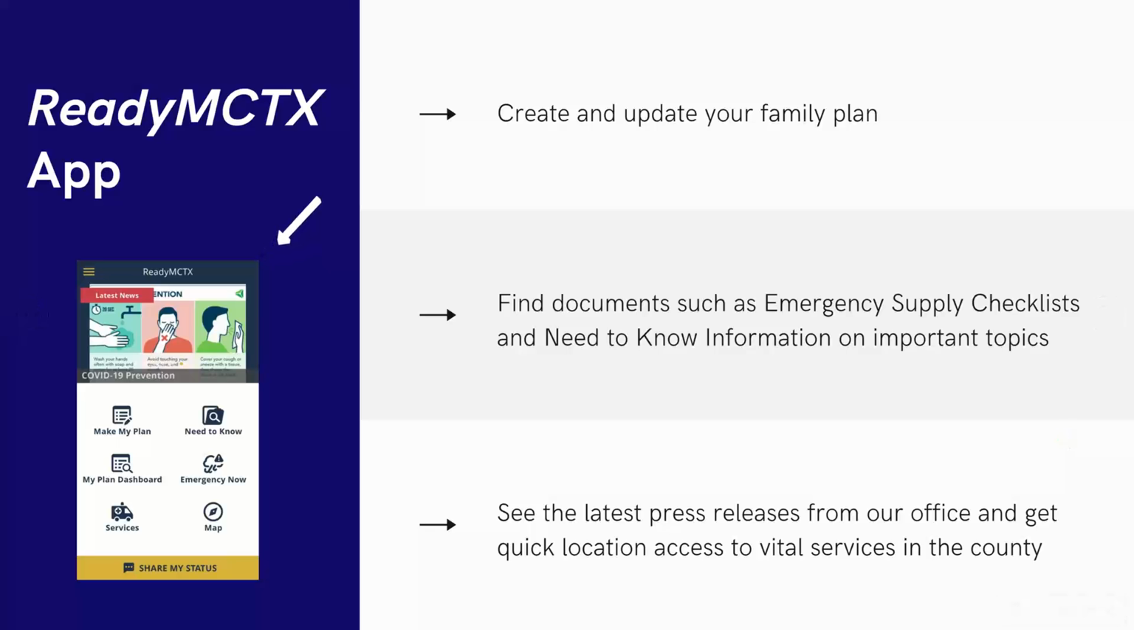So the Ready MCTX app, it is free in the App Store. On the left, that's the little screenshot of what the home page looks like. So within this app, it does a lot of things. You can create and update your family plan. There's documents on there, such as an emergency supply checklist. There's need-to-know information booklets on various important topics. And then you can also see the latest press releases from our office, and it has quick location access for some vital services in the county.